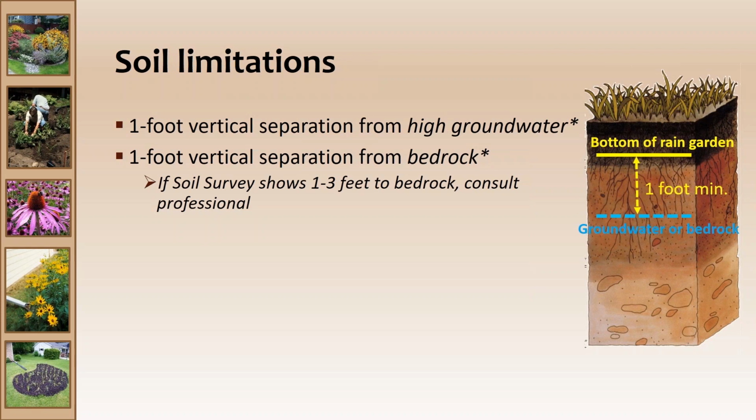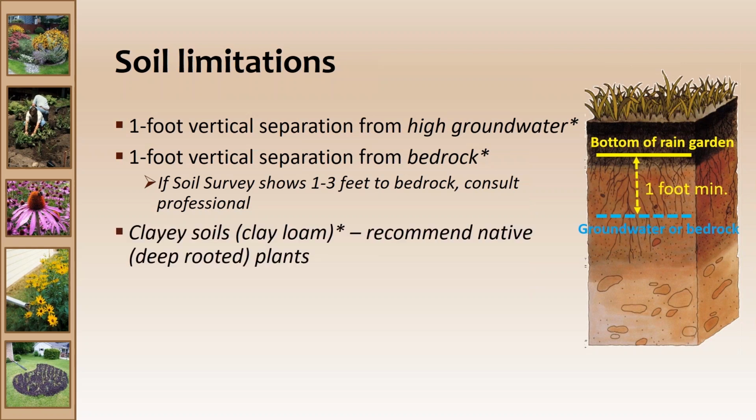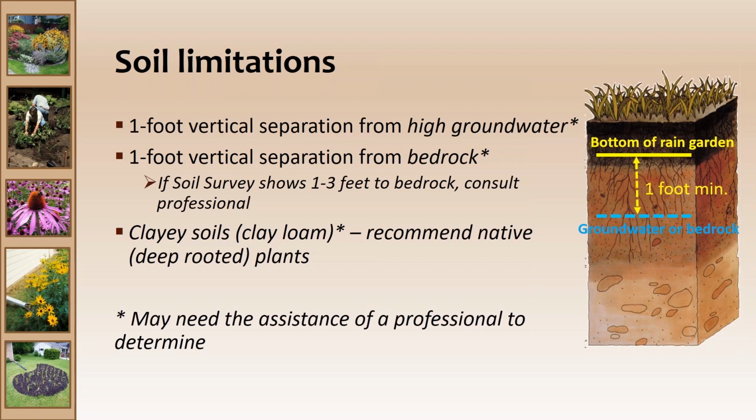There's a note in the bedrock section that says if a soil survey shows bedrock is within 1 to 3 feet, you should really consult a professional. In fact, the little asterisks next to all these are items that might require a professional consultation. Clay soils, of course, is a real problem for getting infiltration. The most fine soil that we allow in this standard is a clay loam. And even with that one, we're strongly recommending native or deep-rooted plants in there to help get through that soil layer. So this just is the asterisk I was talking about.